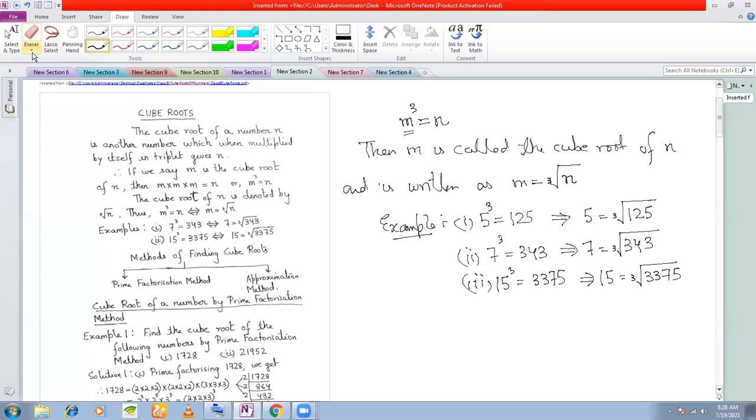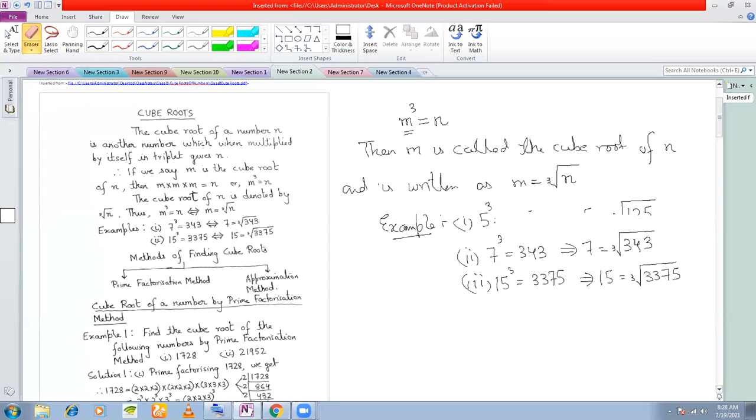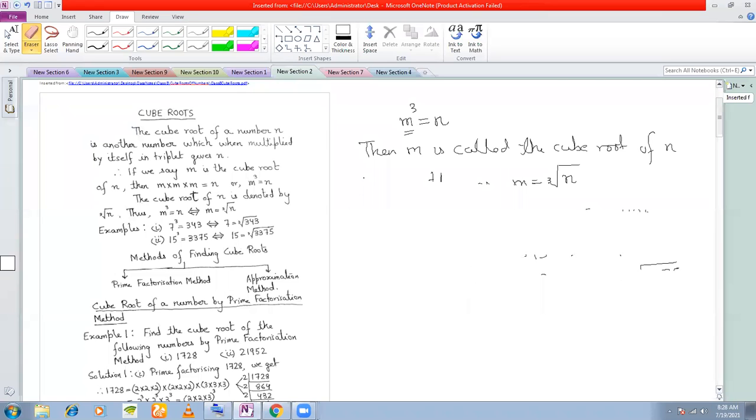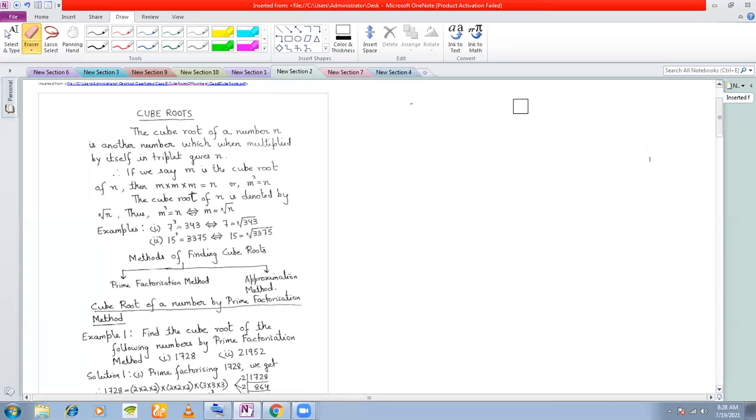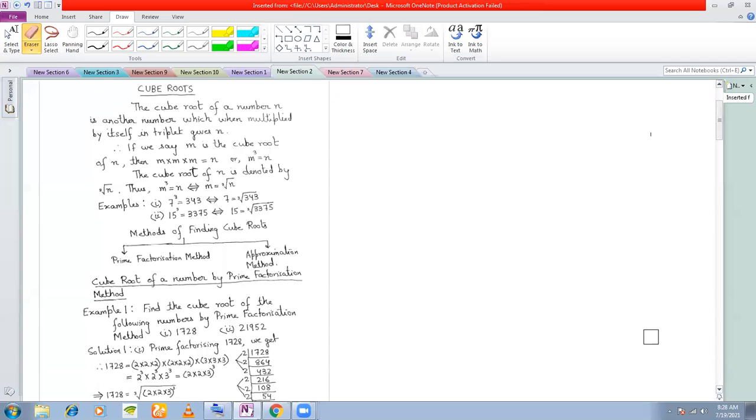Next, we come to the method of finding cube roots. How do you find out the cube roots of numbers? Cube roots of all the numbers exist, but you have only two methods of finding cube roots: the prime factorization method and the approximation method. Approximation method is normally used for very big numbers, and prime factorization method is used to find cube roots of perfect cubes.